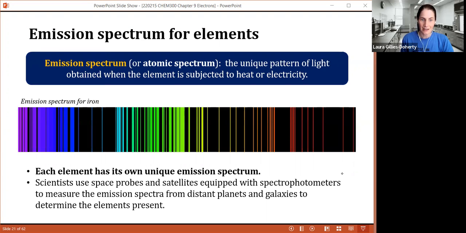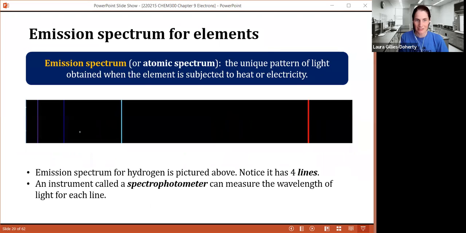So this is the emission spectra for iron. Iron is a much more complicated atom than hydrogen. If we compare these two, let's go back a slide. Right, this is hydrogen, it only has 4 lines. Hydrogen only has 1 electron, and these emission spectra are related to the electrons in the atom. So because hydrogen only has 1 electron, it has a really simple emission spectra.